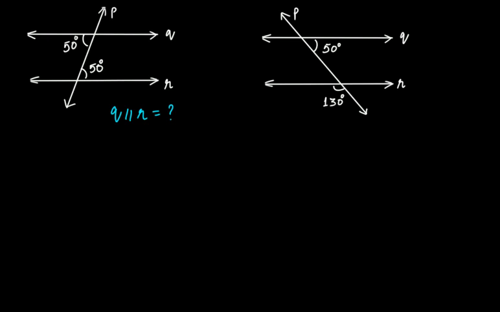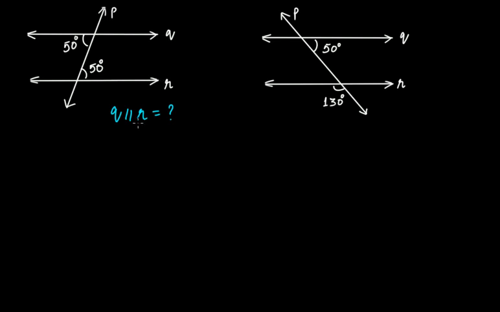Let's understand how to tell whether two lines that are being intersected by a transversal are parallel or not. If you look at this figure, we have lines Q and R being intersected by line P, which is the transversal for these two lines. On the basis of the given information that these two angles are 50 degrees, you have to tell whether lines Q and R are parallel or not.